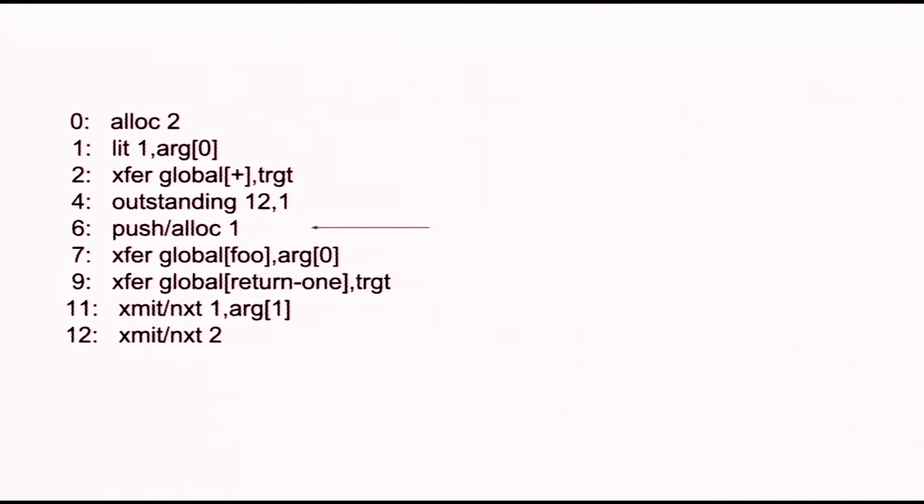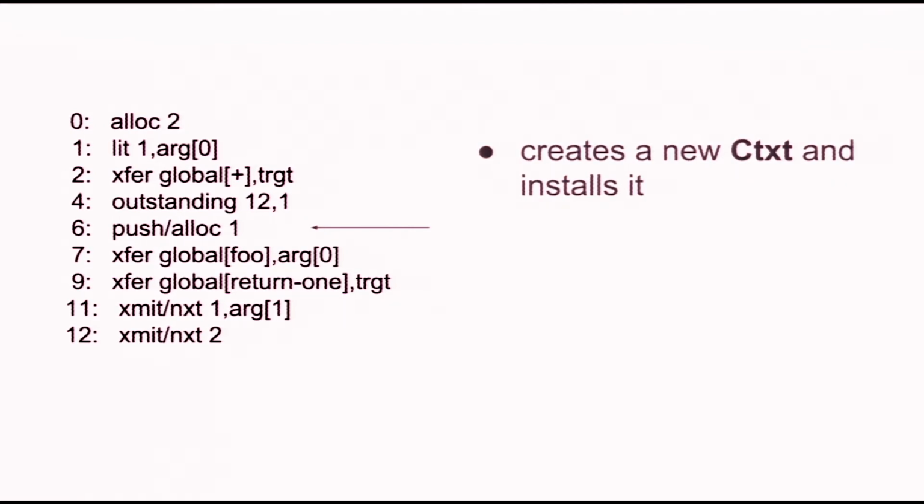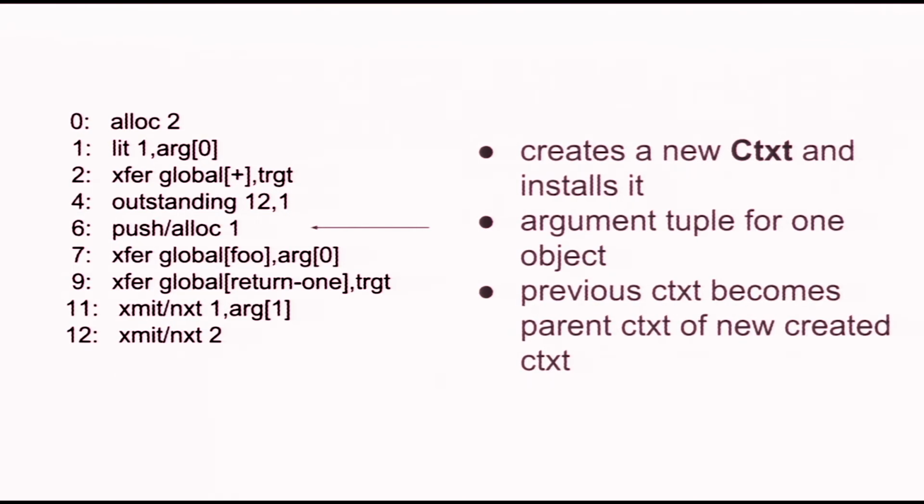Next opcode, push alloc1. This creates a new context and installs it. Installing it means the VM now will run that new context, basically. It has an argument tuple for 1 object. And really important to note here is that the newly created context will have a reference to our initial context. The initial context will be the parent context of the newly created context.